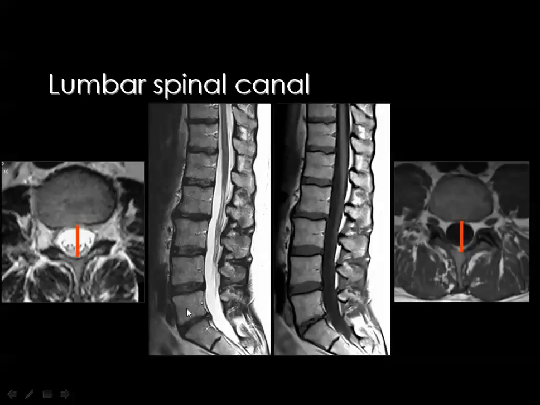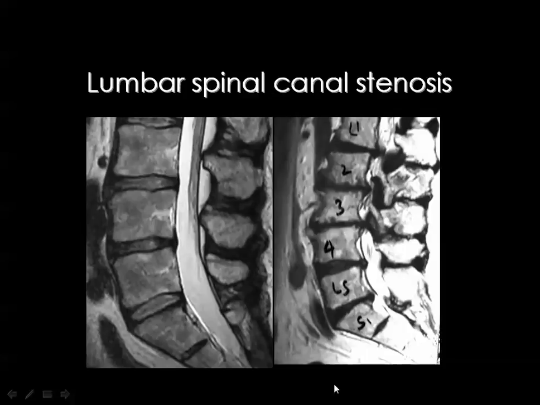Then, if you look at the axial image without measuring the diameter of the spinal canal, if you can see that the thecal sac is rounded and is surrounded by adequate epidural fat, then you can consider that this canal is normal. Also, in the sagittal view, if you see the cauda equina nerve roots are surrounded by adequate CSF, you consider this canal is normal.